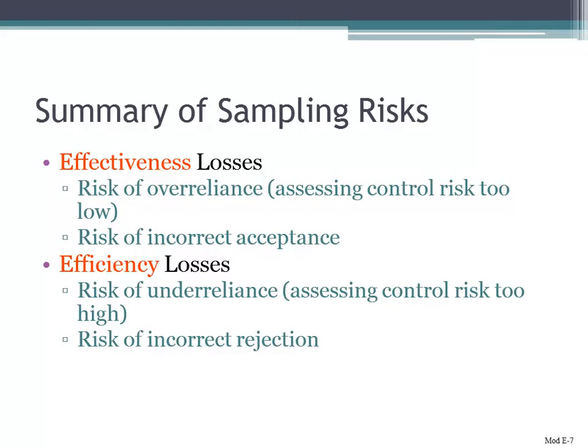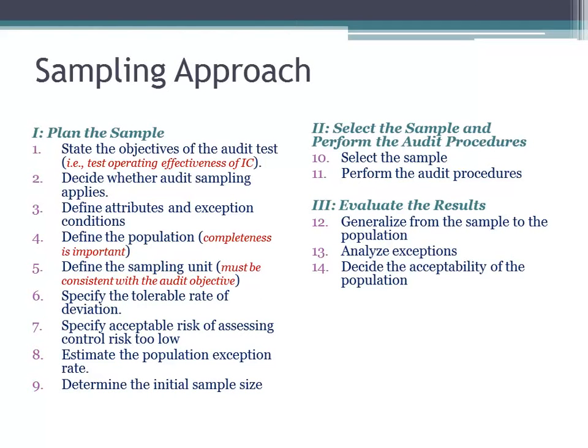So if you under-rely on internal controls, then you run the risk of incorrect rejection, right? So basically what you've done is say, I can't rely on internal controls, and so therefore, I'm going to perform more substantive tests. So let's talk about our sampling approach.